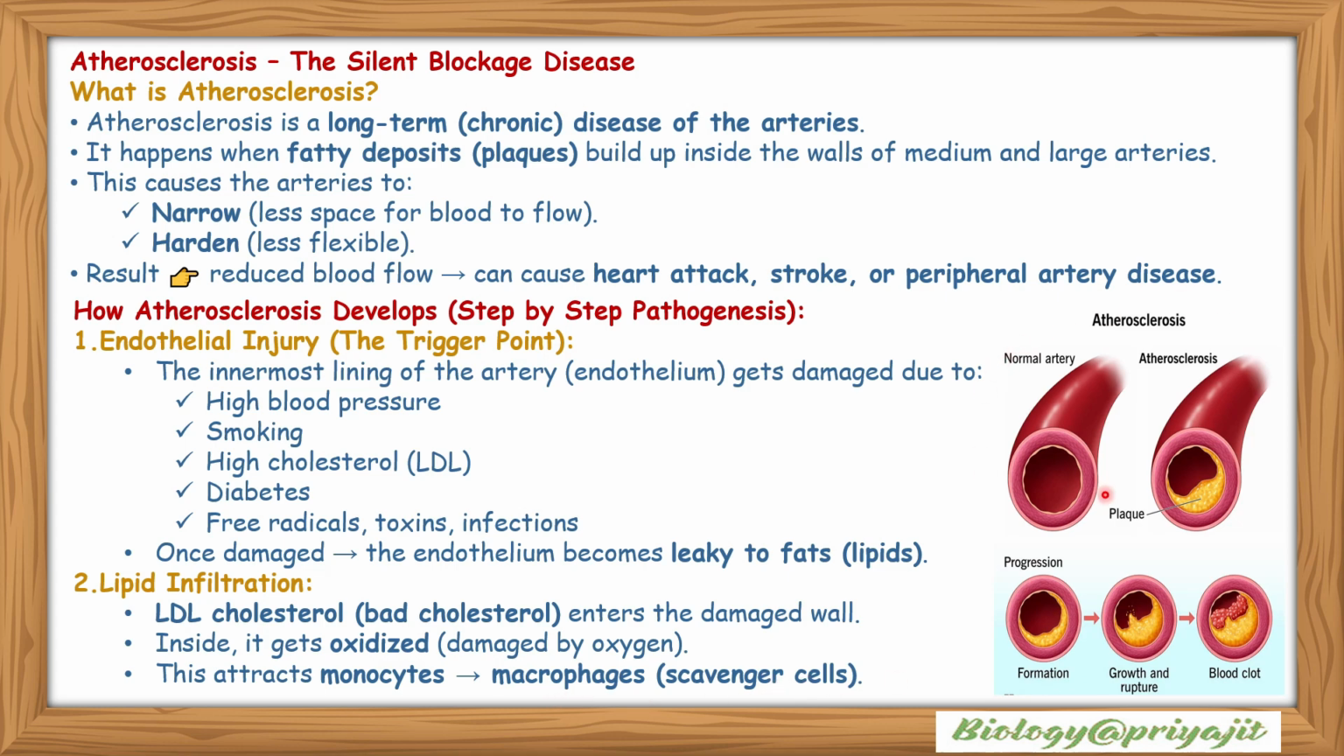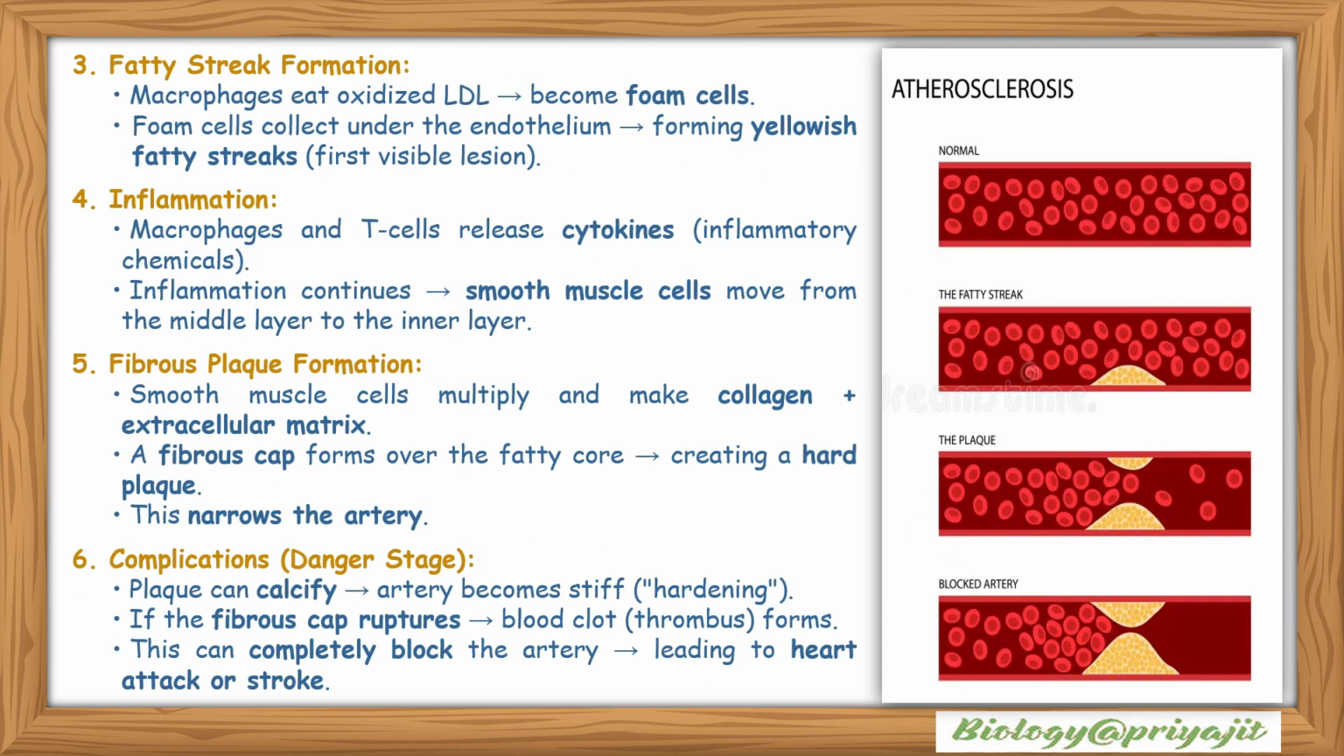This is the normal artery, and this is plaque formation during atherosclerosis, and the formation, growth and rupture of the plaque and the blood clot forms. This is the progression of atherosclerosis. Fatty streak formation: this is the image of fatty streak formation. Macrophages eat oxidized LDL and become foam cells. These foam cells collect under the endothelium, forming a yellowish fat streak. This is the fat streak.